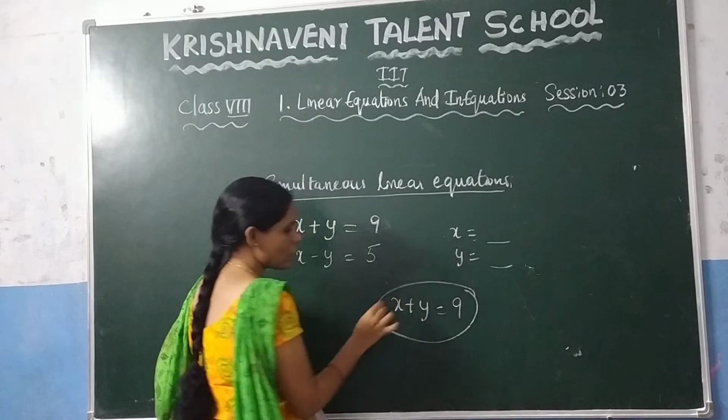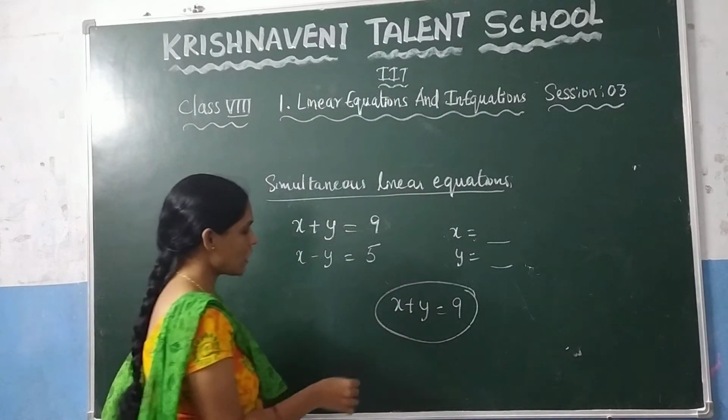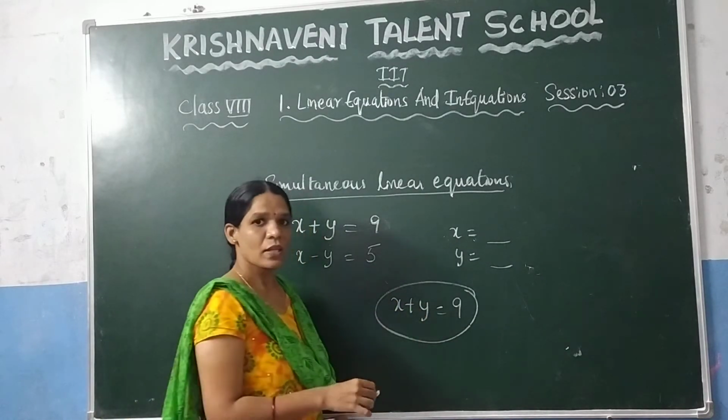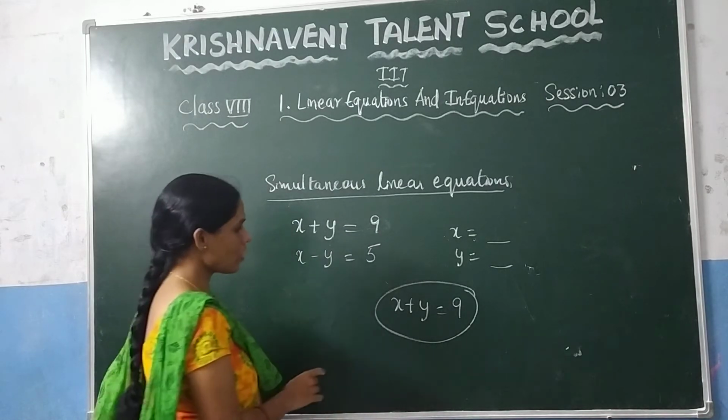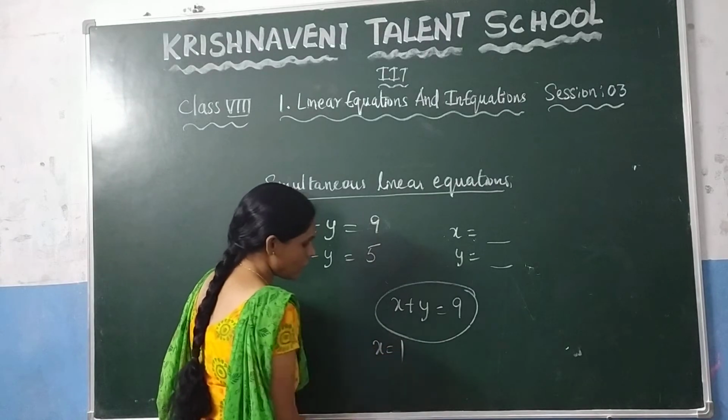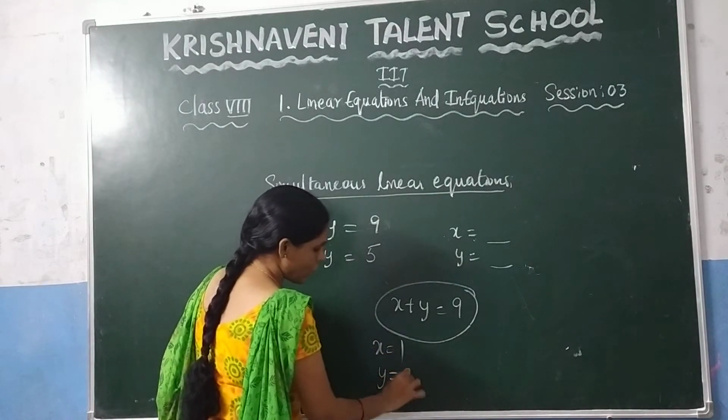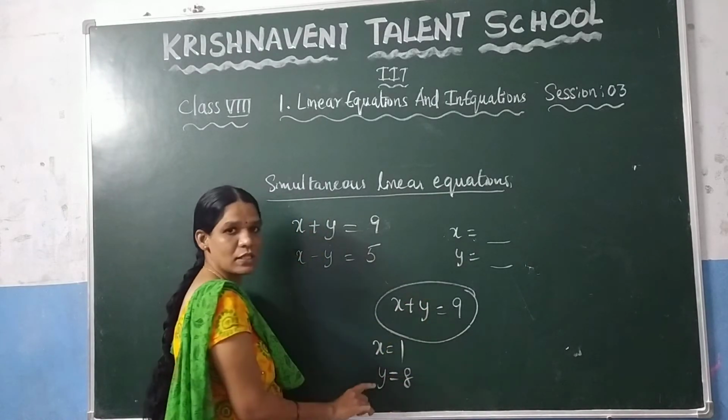This is the only equation you have given, and suppose they ask to find the value of x and y. Is it possible to find the value of x and y which is unique? No, because you can take the value of x as 1 and the value of y as 8, because you know that 1 plus 8 is 9.